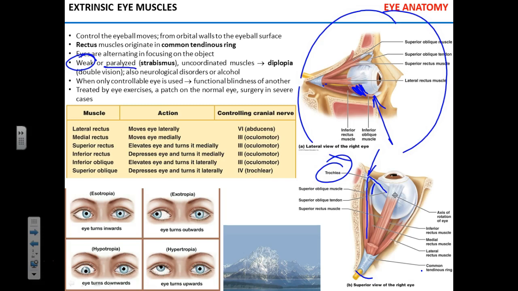So if muscle is paralyzed, which cranial nerves may be dysfunctional that will lead to the paralysis of the muscles? Which 3 nerves control eye muscles? Oculomotor, trochlear, abducens, yes. Now, abducens nerve controls the lateral rectus.